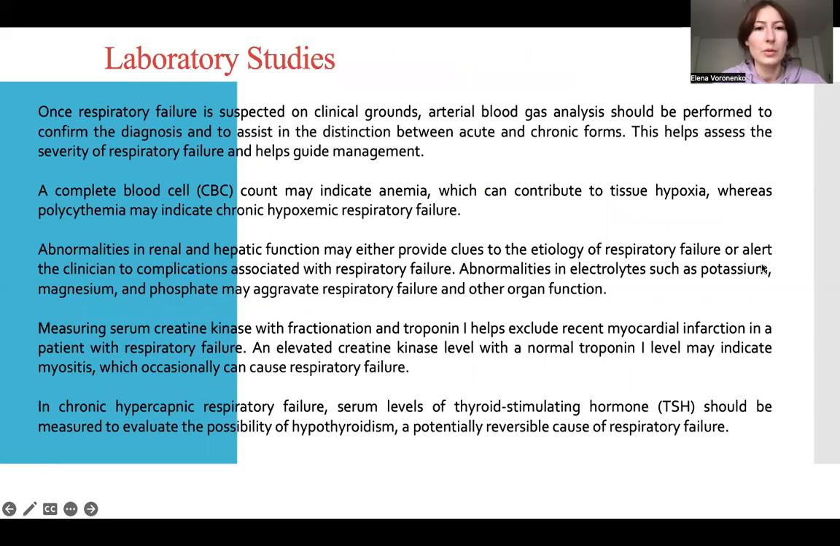Once respiratory failure is suspected on clinical grounds, arterial blood gas analysis should be performed to confirm the diagnosis and to assist in the distinction between acute and chronic forms. This helps assess the severity of respiratory failure and helps guide management.